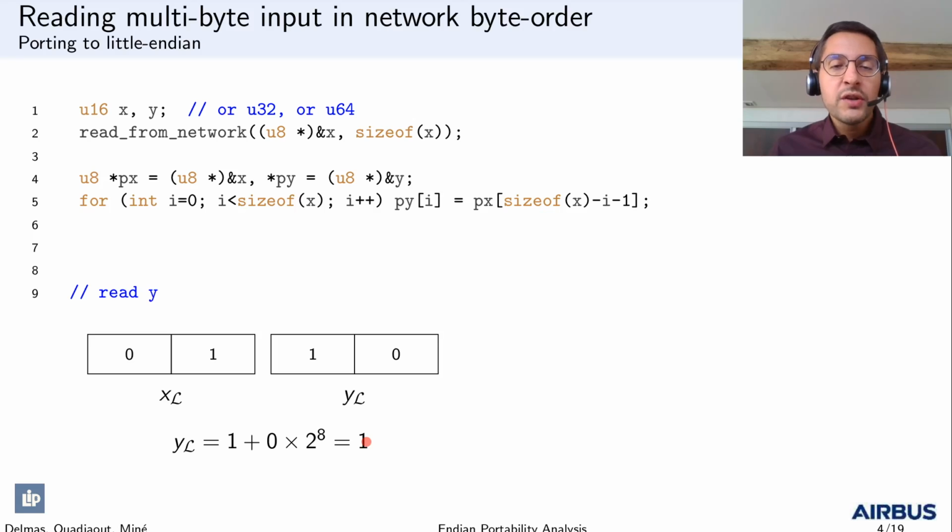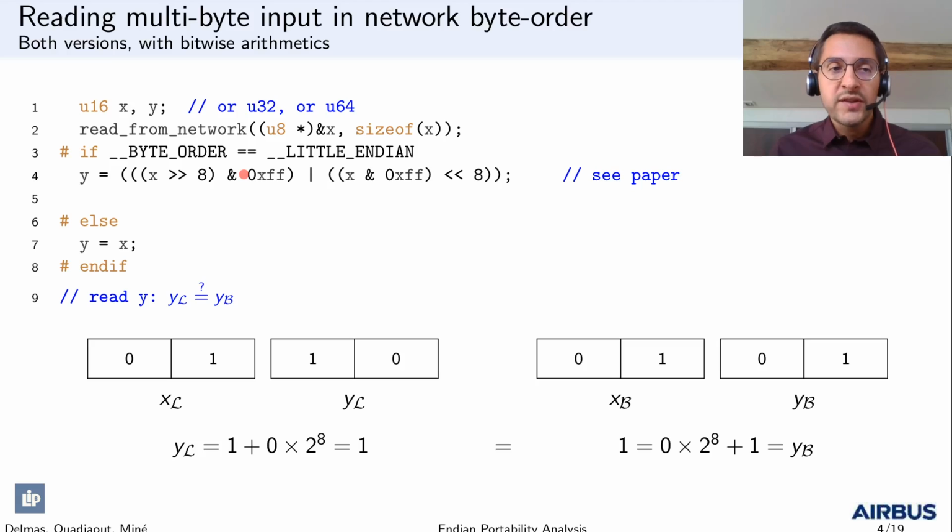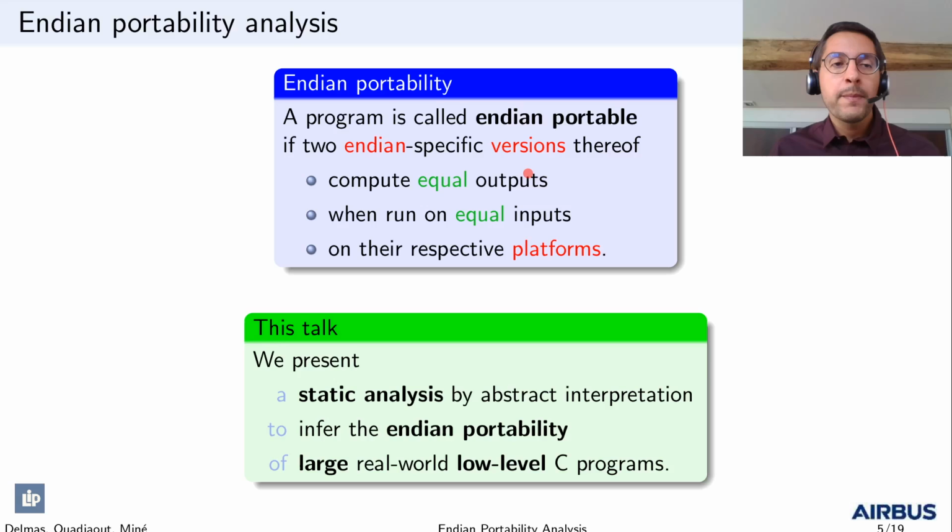Now, if we merge the two versions of the program using conditional inclusion directives, we get a so-called Endian portable program, which ensures that both program versions read the same value for y. Note that there are other ways to byte swap x into y, such as bitwise arithmetics. This is discussed extensively in the paper, but skipped in the talk.